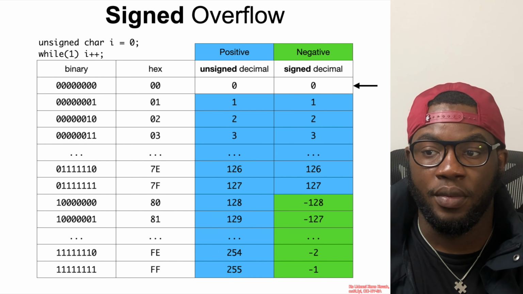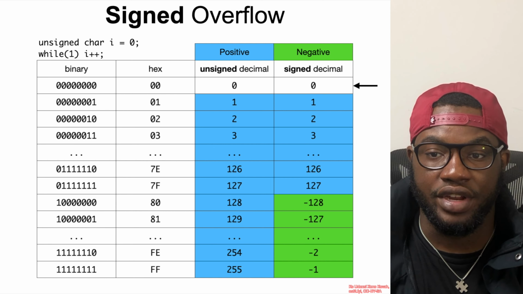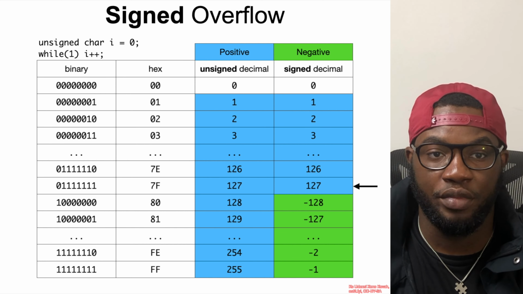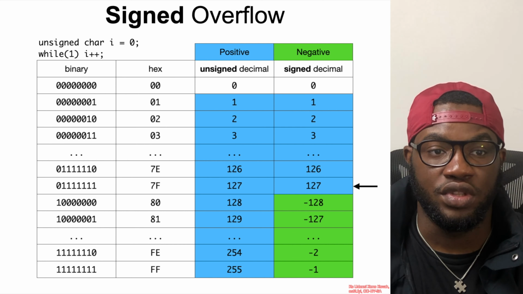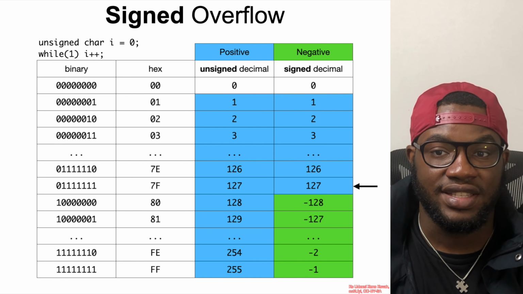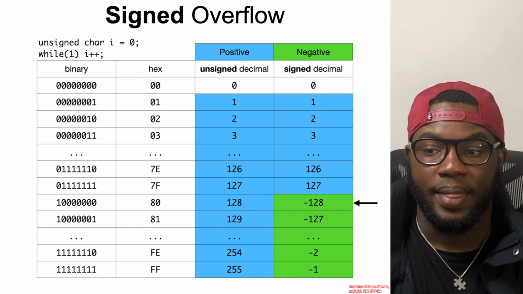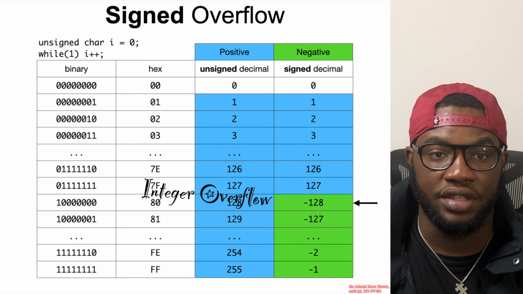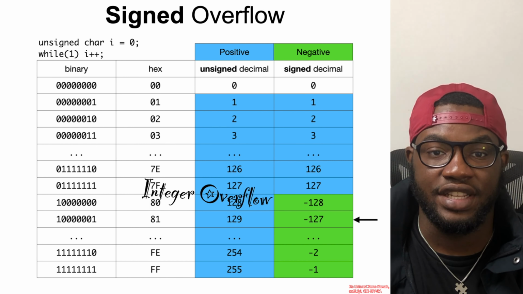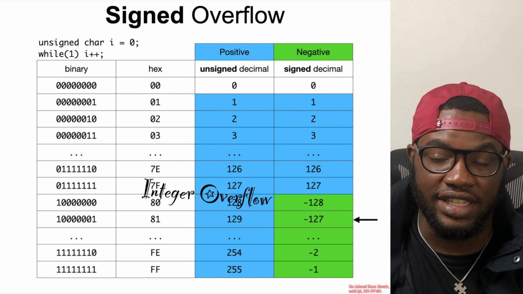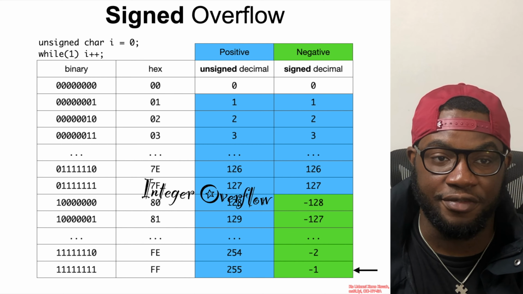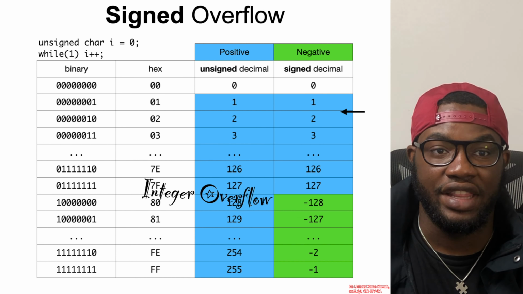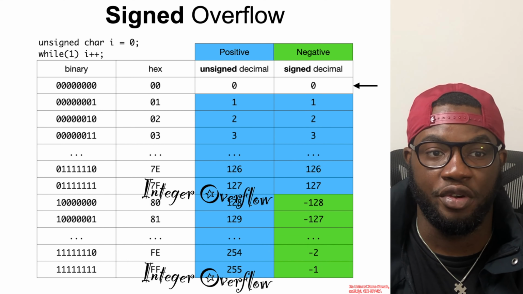For signed overflow, starting at 0, if we increment i, go all the way to 127. If we increment i one more time, i crosses the boundary to the least negative value for signed single byte integers, and now we have negative 128, and an integer overflow is said to have occurred. Subsequently, if we continue to increment i up the negative value range and we are at negative 1, if we further increment i again, i crosses the boundary one more time, and now i's value is 0, and an integer overflow is said to have occurred again.